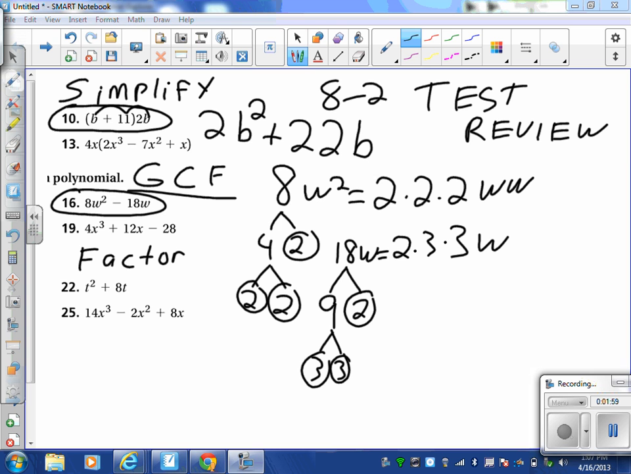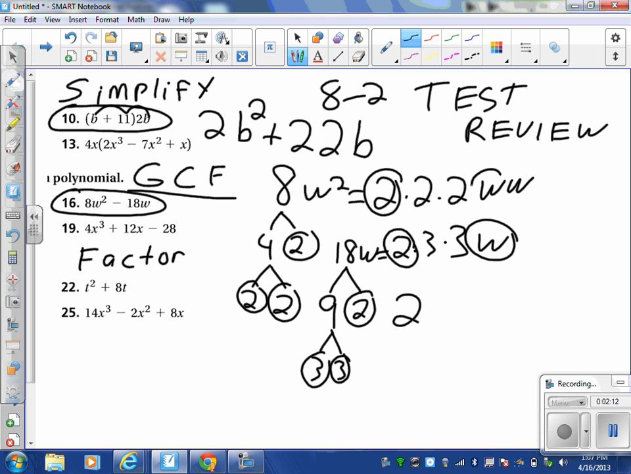So now I can look at the numbers and see which ones are common. I have a 2 there and a 2 there. So the greatest common factor for the number is a 2. And then if I look at the w, I have a w there and a w there. I ran out of w's, so my greatest common factor is 2w.